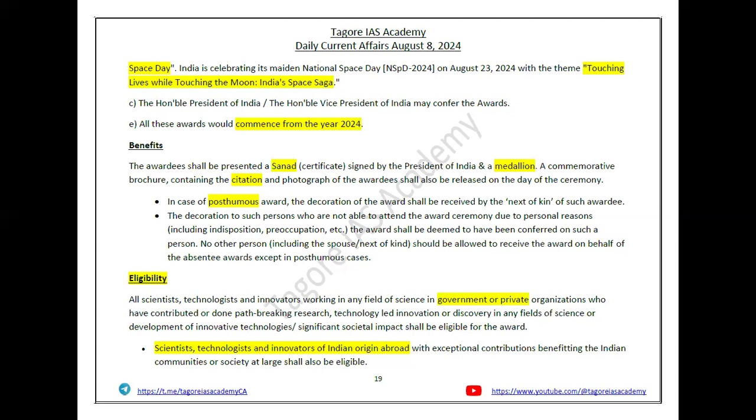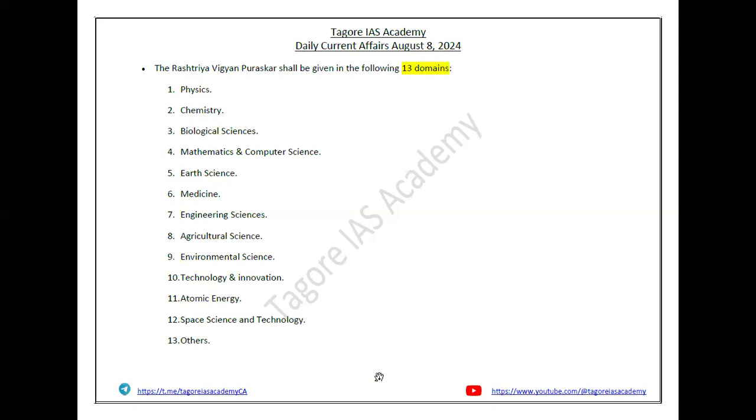Then again, I am harping on scientist, technologist, innovator. Indian origin abroad, they can be given. Okay, there are 13 domains. Explicitly, they have mentioned the first 12, but in case something else comes up, the 13th, others, has kept things open, though in any category it can be given.